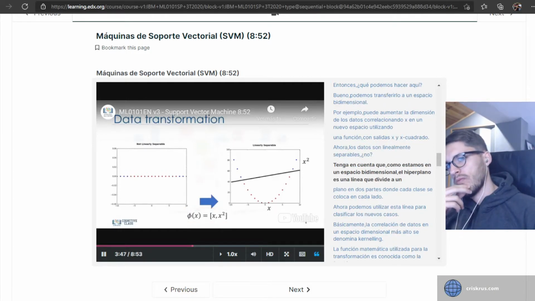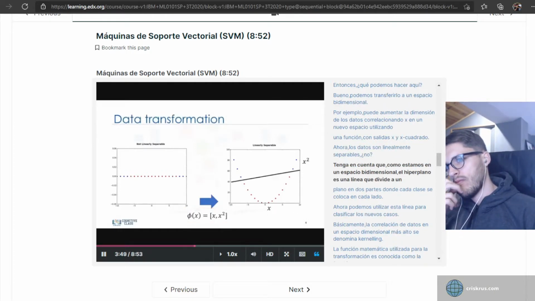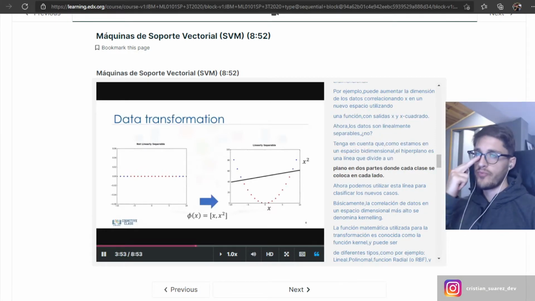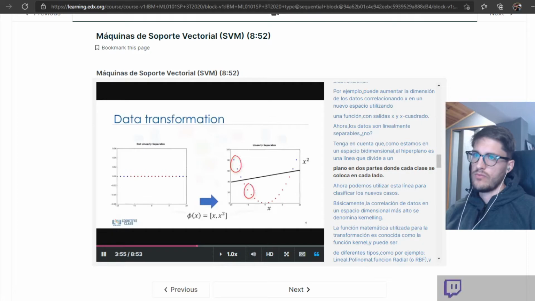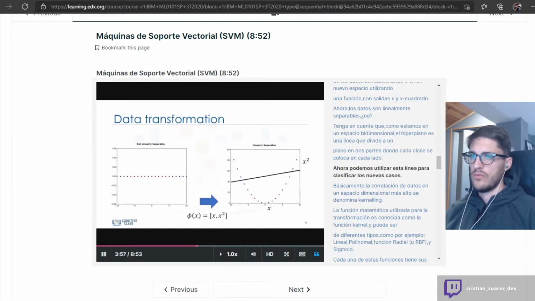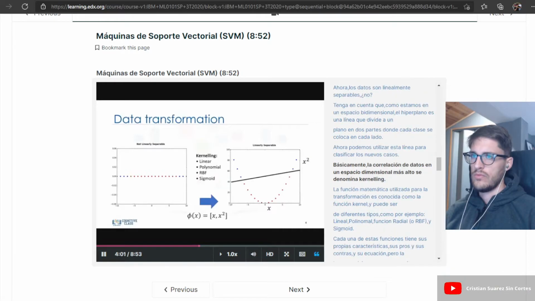Notice that as we are in a two-dimensional space, the hyperplane is a line dividing a plane into two parts, where each class lays on either side. Now we can use this line to classify new cases. Basically, mapping data into a higher dimensional space is called kerneling.